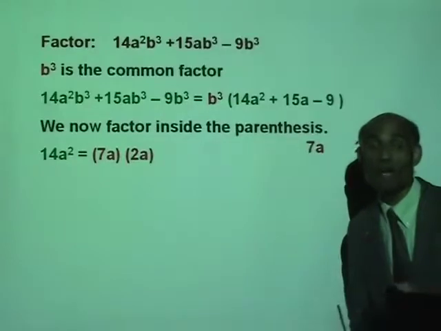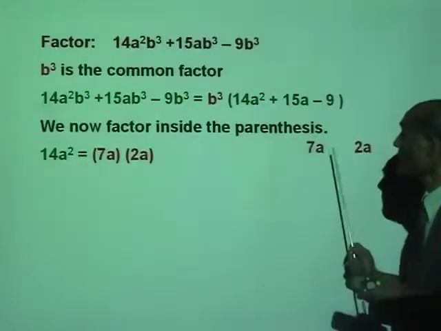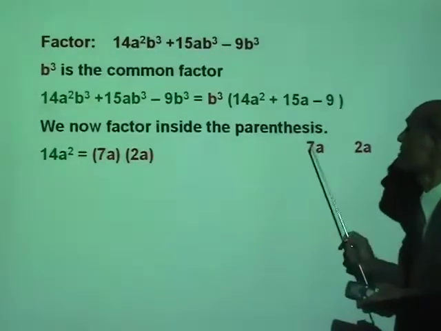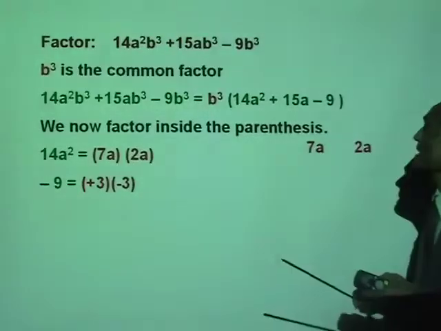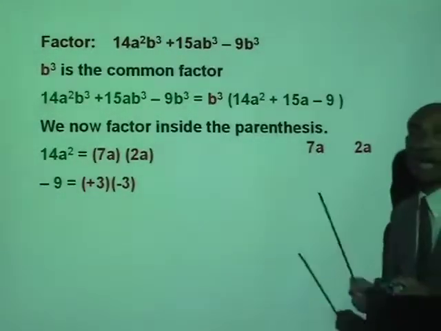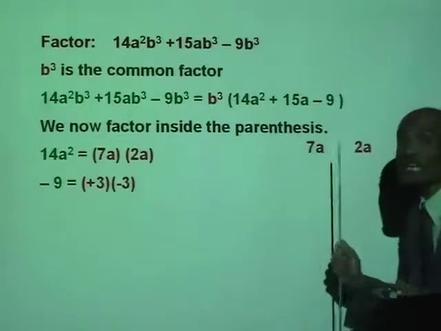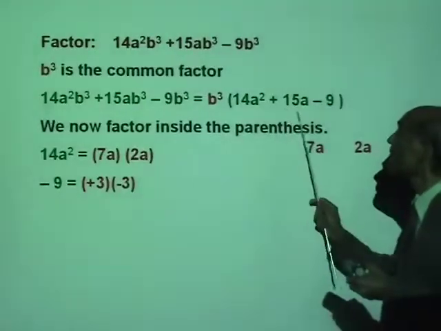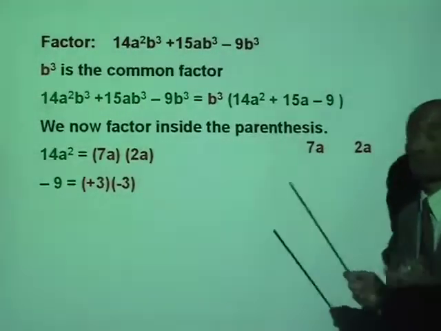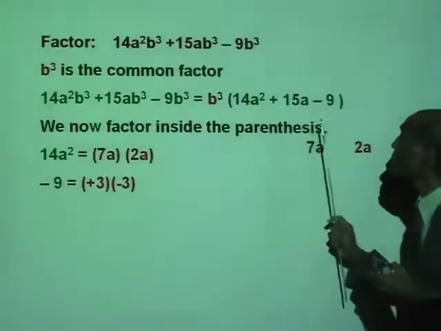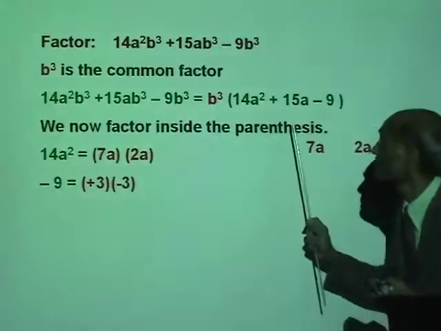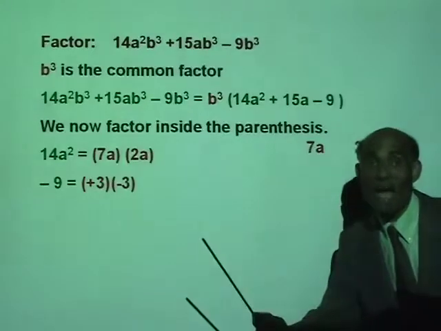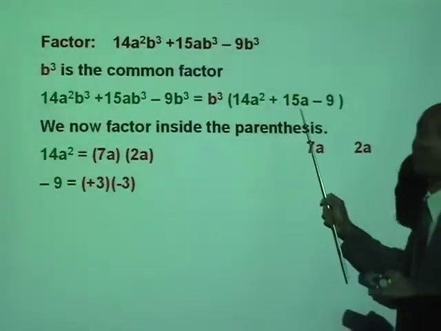Now, is there any clue there? Well, I think I have figured it out. You see, negative 9 is positive 3 times negative 3. How? Look at this. 7 times 3 is 21. 21 minus 6 is 15. You see? So what I need is to produce a positive 21, because this is positive 15. Positive 21 minus 6 is 15.